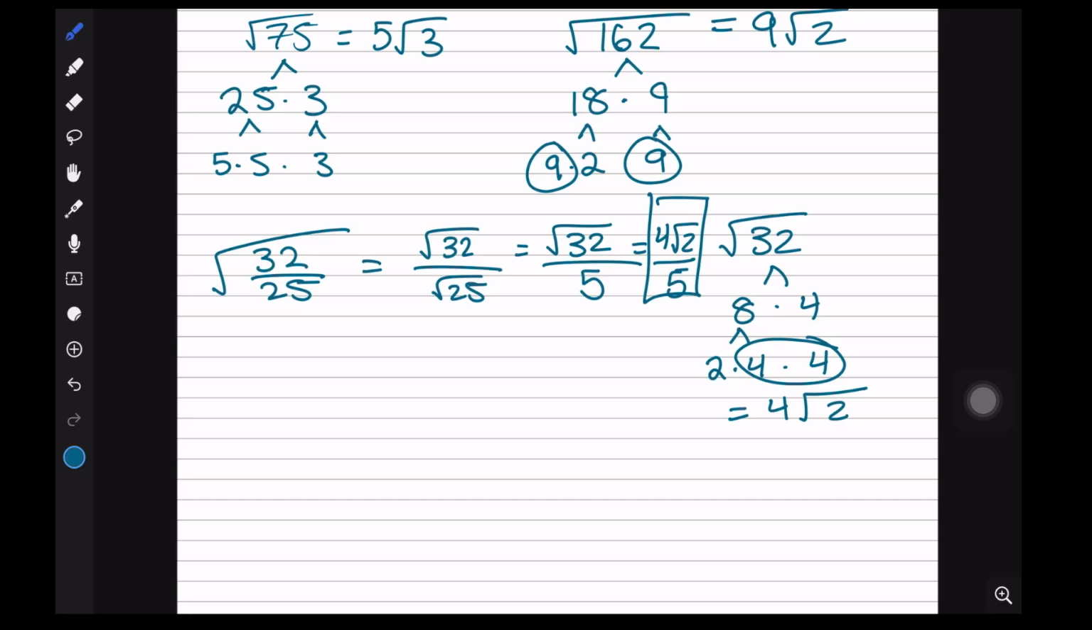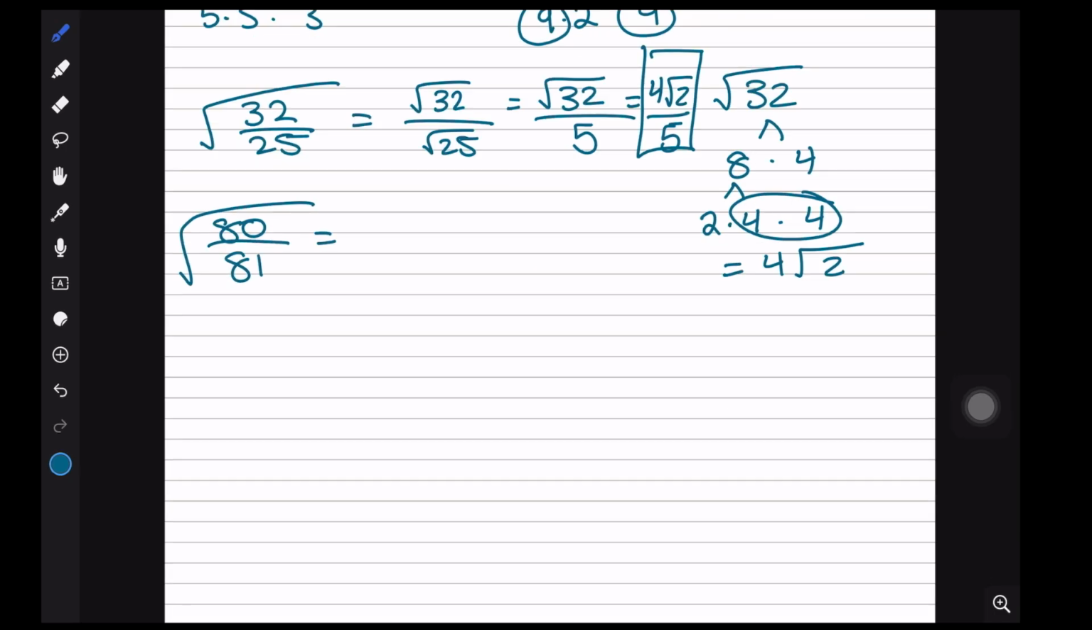Let's try another one. Square root of 80 divided by 81. Same process. Square root both of those. Square root of 81 turns into a perfect square. So the answer is 9. Square root of 80, you got to break it down. So do 10 times 8.